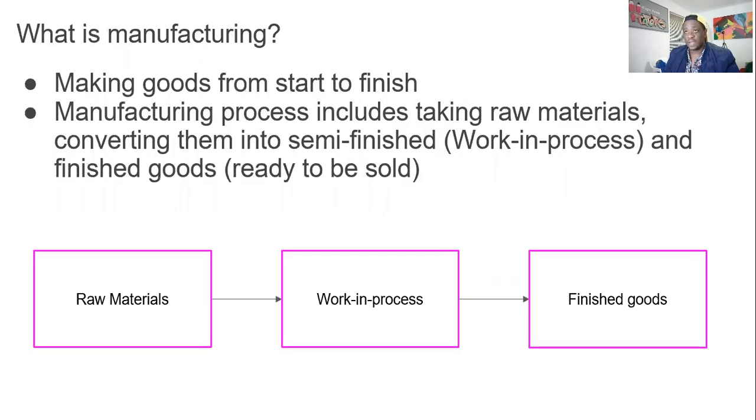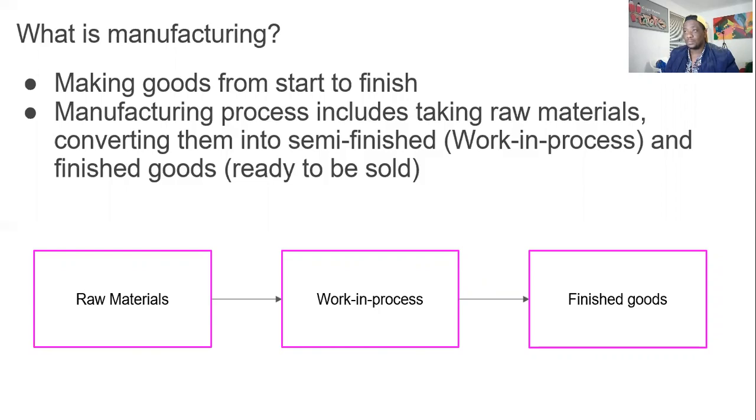So what is manufacturing? Manufacturing is basically making goods from start to finish. The start is different for everyone. If you're making cake, maybe sugar is your raw material. But if you're making sugar, then cane is your raw material. So you start from cane to sugar if you're making sugar. But if you're making cake, you'd start from baking flour and all the other materials that you use to make cake. I'm not really good at cooking.